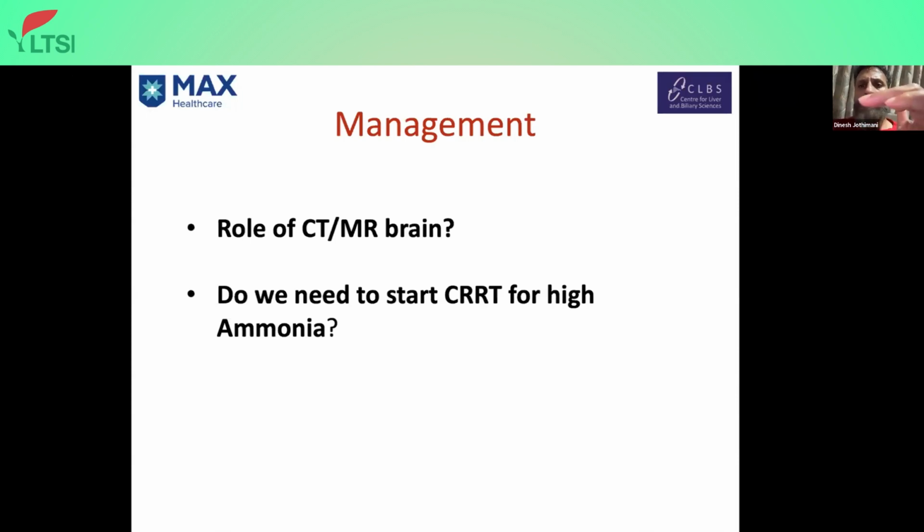And once you hook them onto CRRT, for almost 48 to 72 hours you cannot do much about the CT brain. So it will be wise to do a CT brain before you shift them to the intensive care unit. If it's not done, it's better to manage as acute liver failure and do all the measures, unless there is some change in the neurology, unequal or dilated pupils, or change in blood pressure and pulse rate, Cushing's reflex.